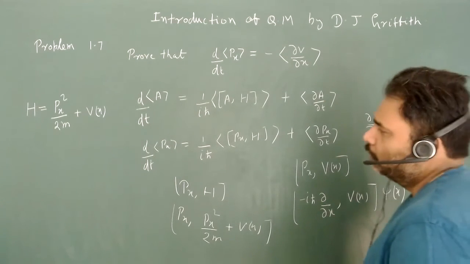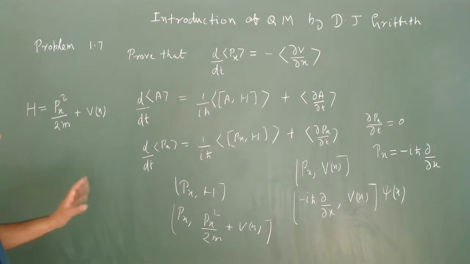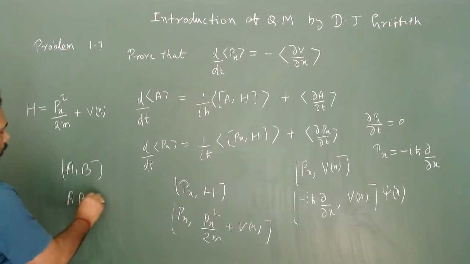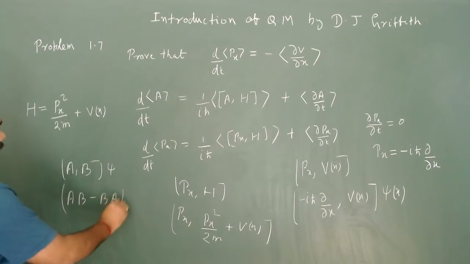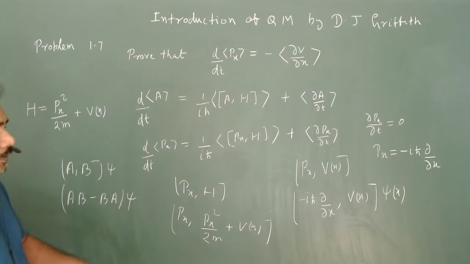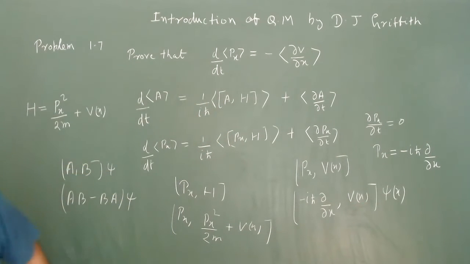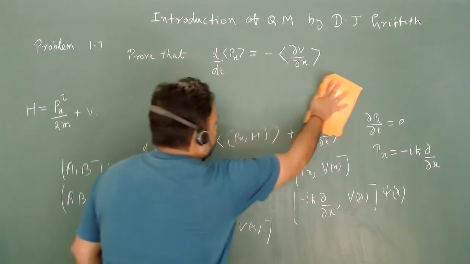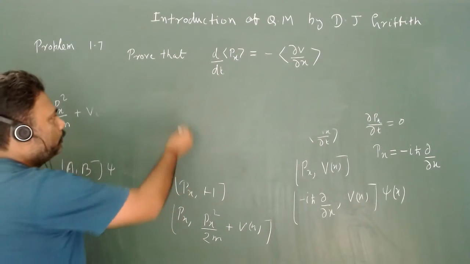We know the commutator between A and B is AB minus BA. And if we have psi here, we have to operate on psi like this. So let's go for this particular commutator, step by step.